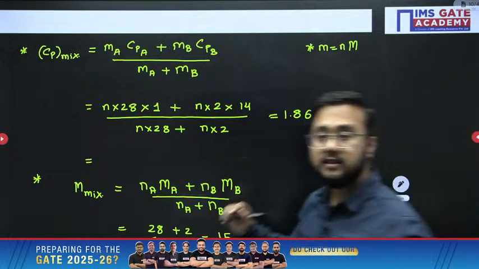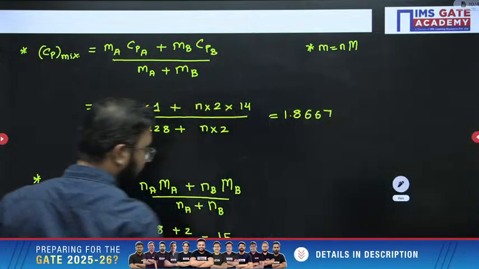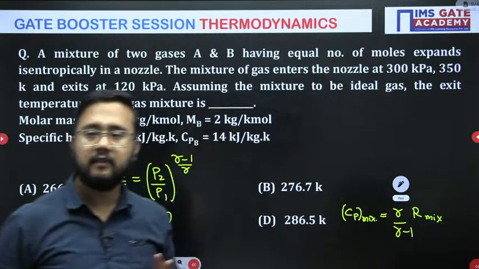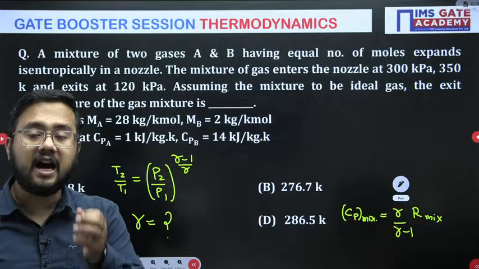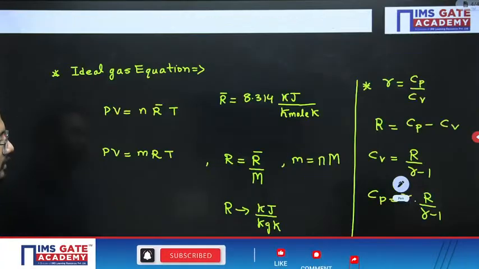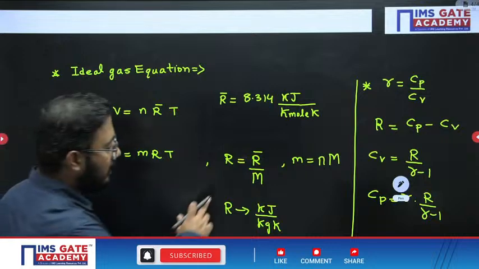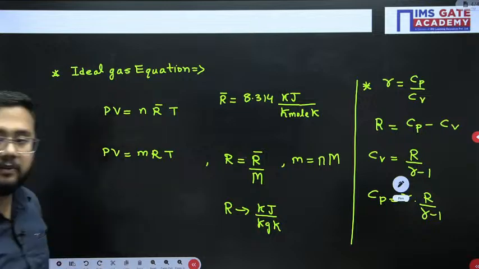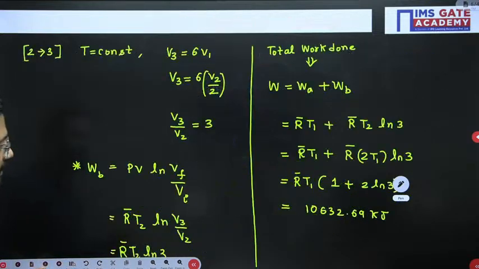Now, how to use this data? As I already mentioned here, Cp of mixture is gamma upon gamma minus 1 R mixture. Now, R mixture is nothing but R bar by molecular weight. Just now we have written the formula here. Please see. Characteristic gas constant will be written as R bar, universal gas constant, divided by the molecular weight. So, that one only we have to use here.